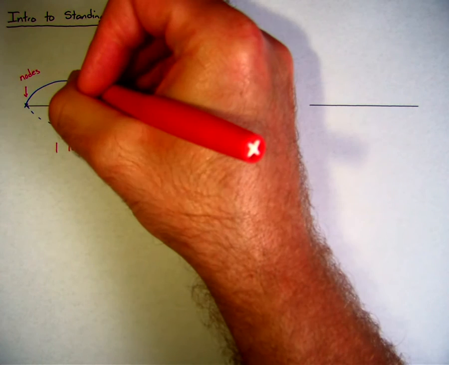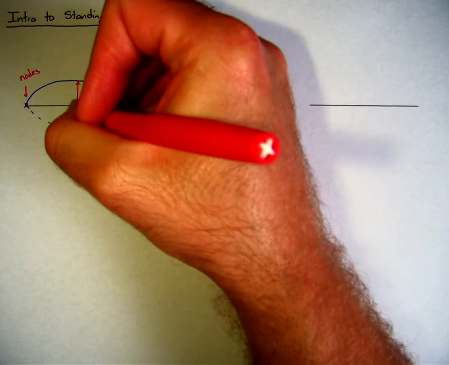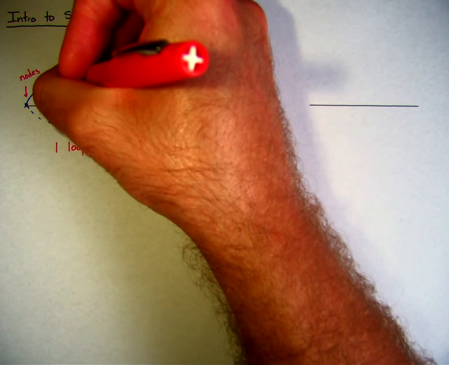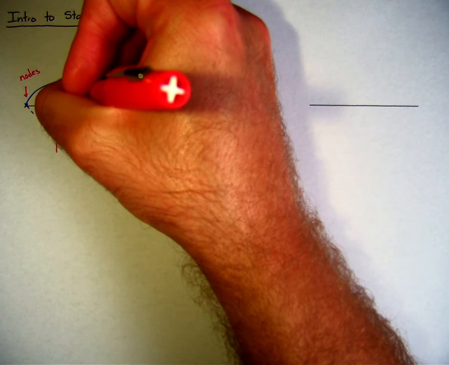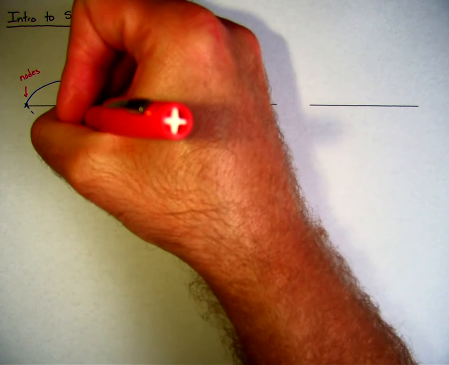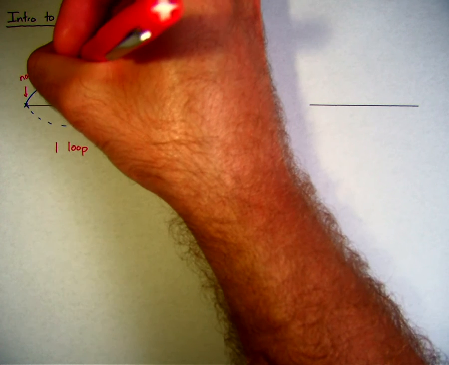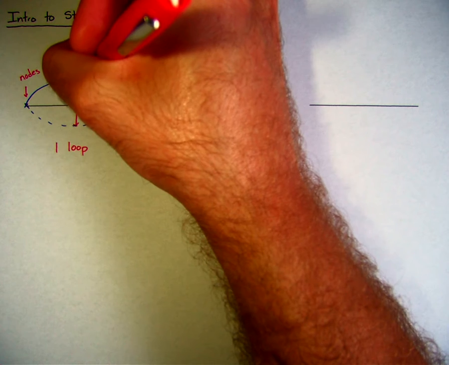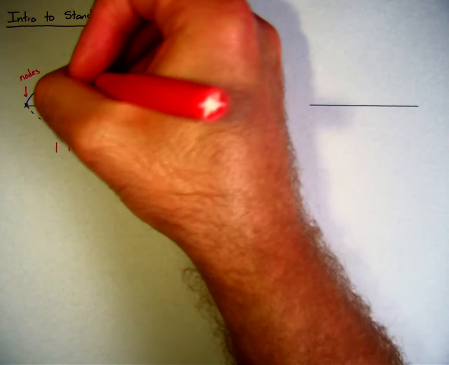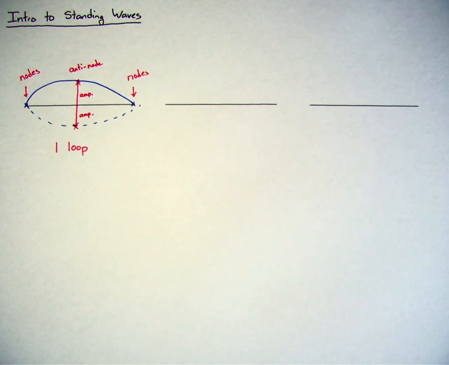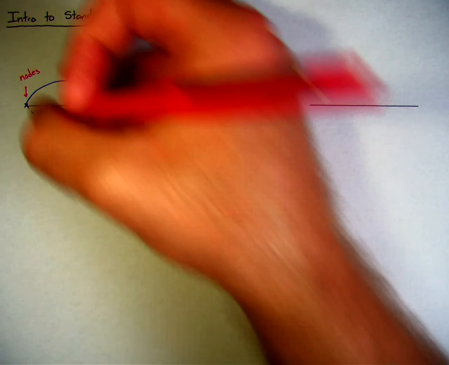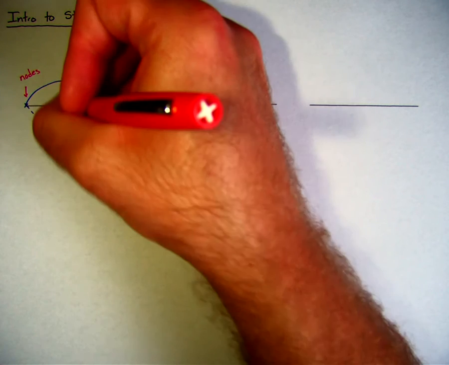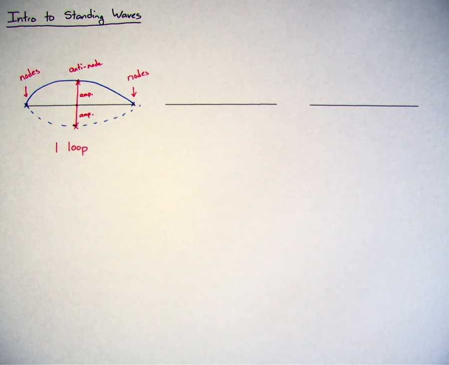And then the exact middle, where the amplitude is the greatest, so this is the amplitude, and this is the amplitude on the other side, we have here the antinode. So we have an antinode here where we have our amplitude. So amplitude from the center to the top, center to the bottom, that's going to be our greatest amplitude, that's going to be our antinode. So this is where you have one loop.